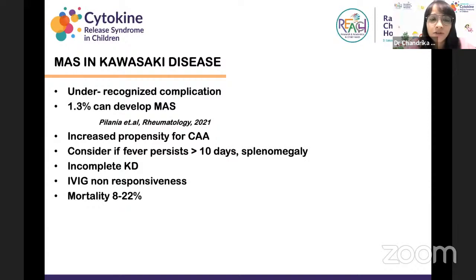And the reason why we are curious to know if these children have MAS is that they have an increased propensity to develop coronary artery aneurysms, and that also predicts a greater degree of refractoriness to IVIG. Normally with Kawasaki disease, we expect fever to burn out by 10 days. But if fever continues beyond that period of time and you see splenomegaly, these are more indicative of development of MAS rather than persistent disease. This is more commonly seen with incomplete Kawasaki disease, and it also carries a high mortality of around 8 to 22% if undiagnosed.